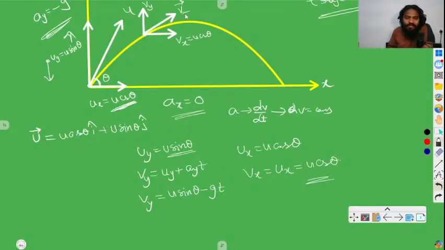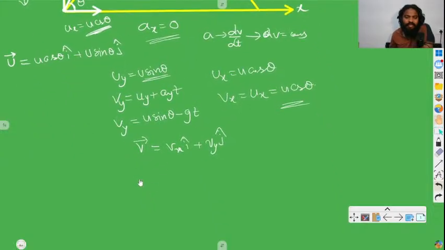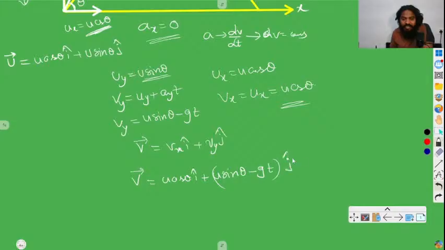Now if you want this velocity after time t, you can write velocity is equal to vx i cap plus vy j cap. So the velocity vector is equal to u cos theta i cap plus (u sin theta minus gt) j cap. This is the velocity vector after time t. Hope it's very clear, right?